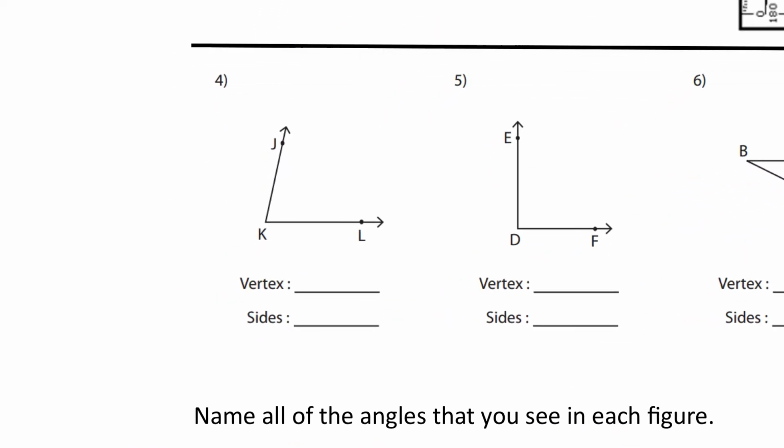Down here, what's the vertex of this angle? Point K. What are the sides of it? J and L. Okay, KJ and KL. Remember, the sides of an angle are rays. So KJ is one side, KL is the other. So that's what you're going to do on those.